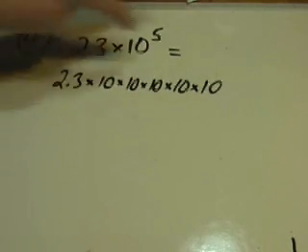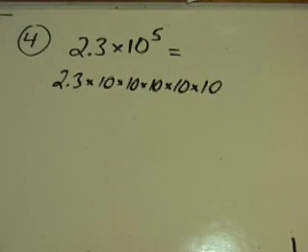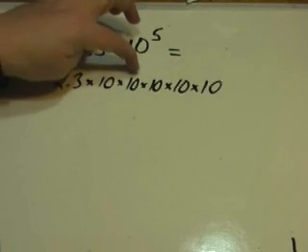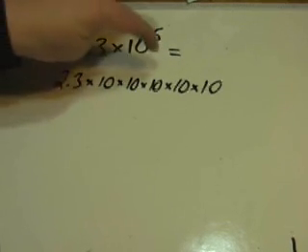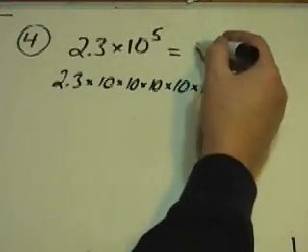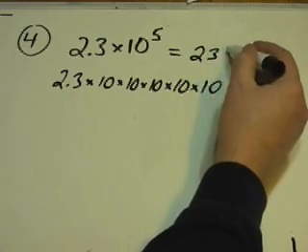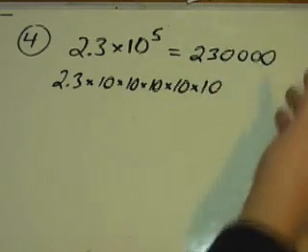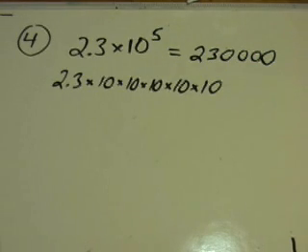You could just do that on your calculator. You can do it longhand. 2.3 times the 10 will give you 23, times 10 more would be 230, 2,300, and so on. Each 10 just makes it 10 times bigger. 230,000 is what you end up with for the answer.